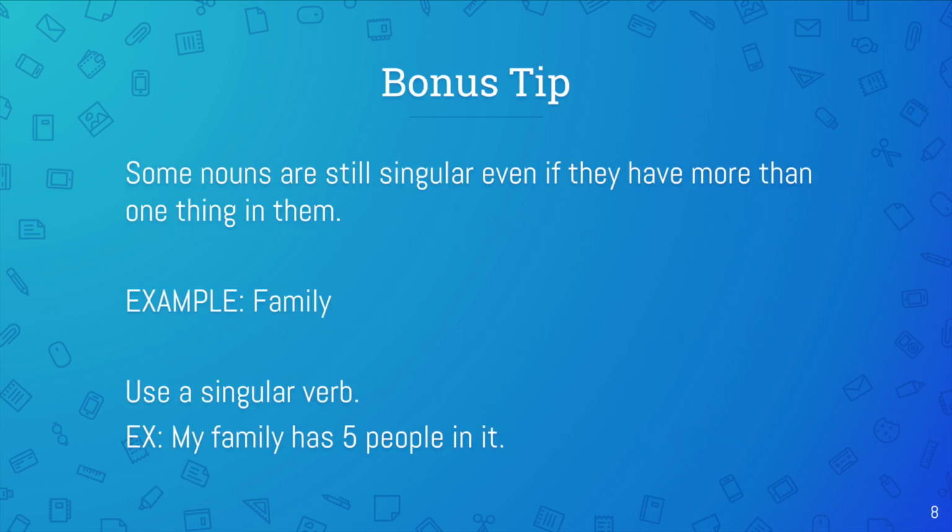Okay, here's a bonus tip to keep in mind. Some nouns are still singular, even if they have more than one thing in them. These are called collective nouns. An example there is family. Usually there are many different people in a family, but we think of family as being singular. So you want to use a singular verb. My family has 5 people in it.